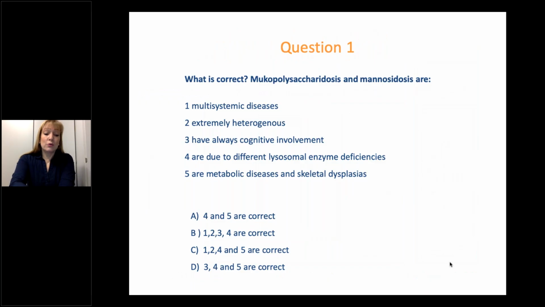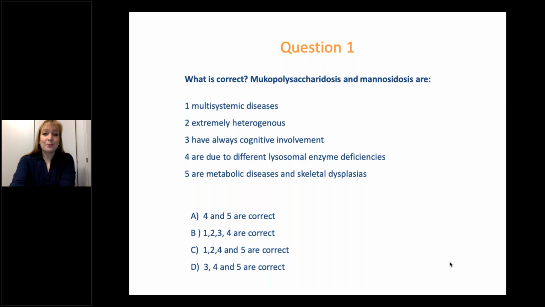And now to prove, or for you also to see whether everything I told you was clear before you can ask your questions, I would like to start with one question. So what is correct? Mucopolysaccharidosis and mannosidosis are multisystemic diseases, extremely heterogeneous, have always cognitive involvement, are due to different lysosomal enzyme deficiencies, and are metabolic diseases and skeletal dysplasias. What do you think?